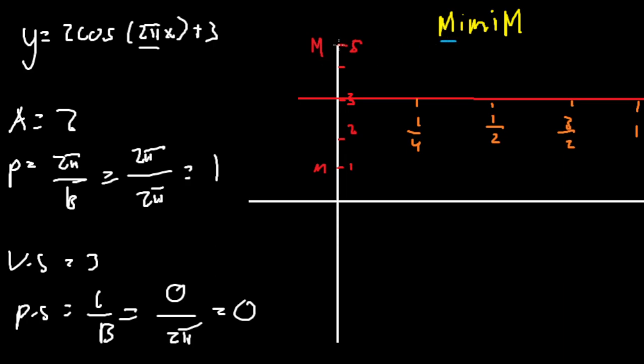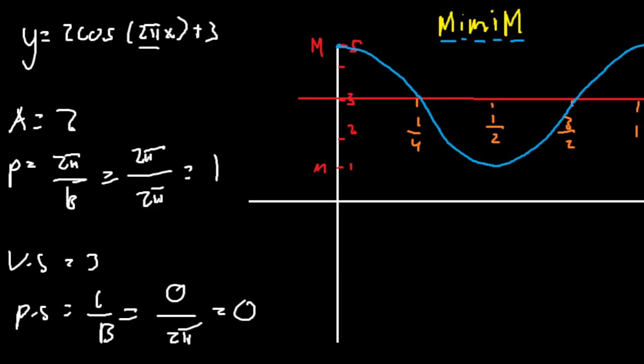Now, sabi mag-start tayo sa maximum, so we will start here. And then, going to the interval. Then, next to the minimum. To the next interval. Then, maximum. Ay, interval pa pala. Then, maximum. Yan. So, ito na yung magiging graph ng function 2 cosine 2 pi x plus 3.